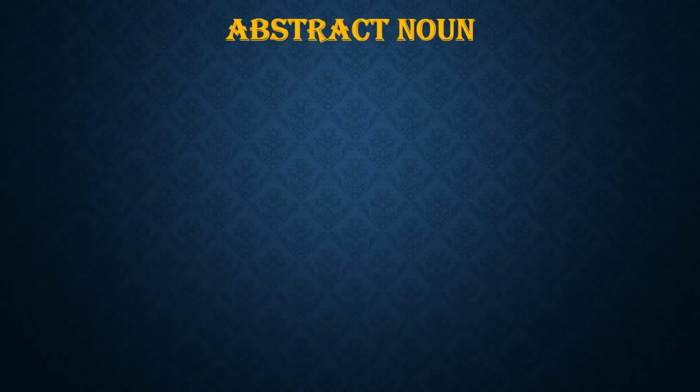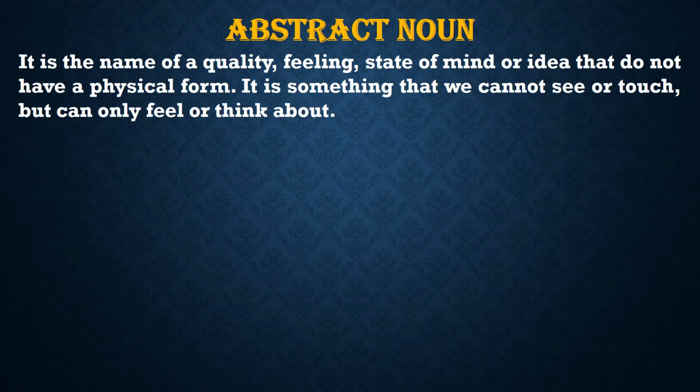Next, after collective noun, we will learn about the abstract noun. So what is an abstract noun? An abstract noun is the name of a quality or feeling or state of mind or idea that does not have a physical form. Physical form means something that we can see. It is something that we cannot see or touch, but we can only feel or think about. So that will be called an abstract noun.